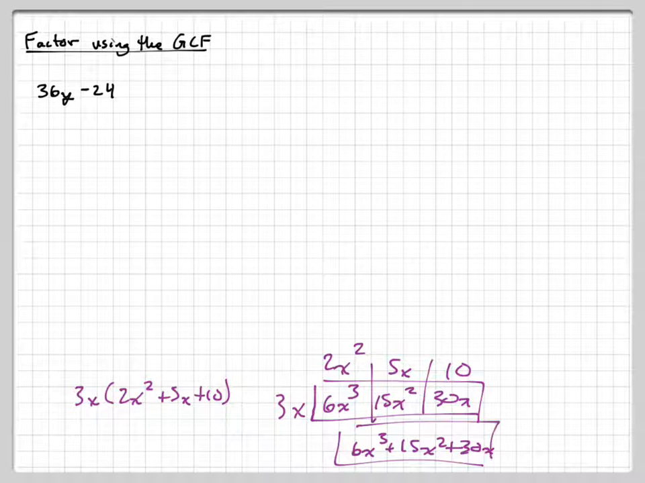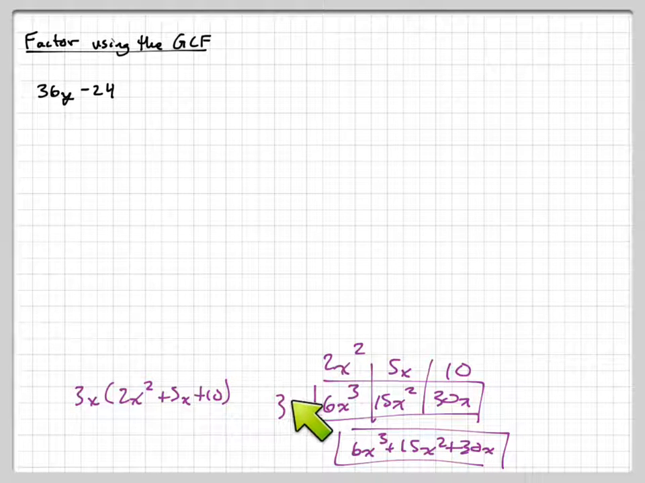Okay, now what we're going to do next is we're going to factor. Now factoring can also be known as dividing. Where did I get these numbers? I multiplied. So I went that times that to get that.